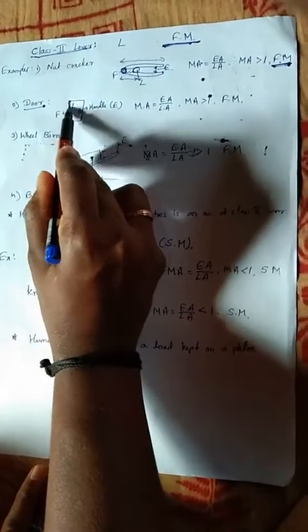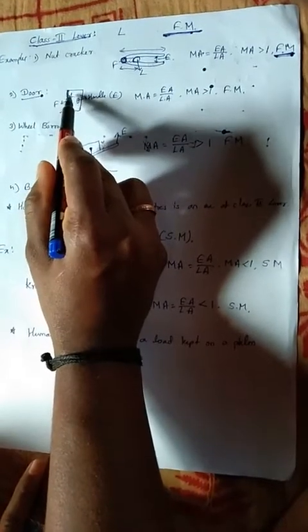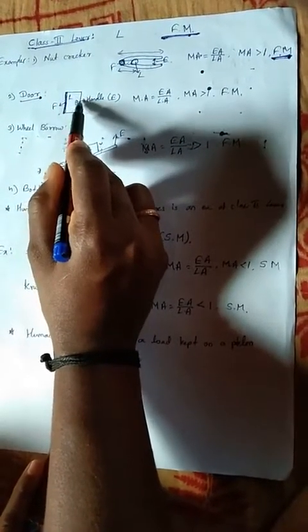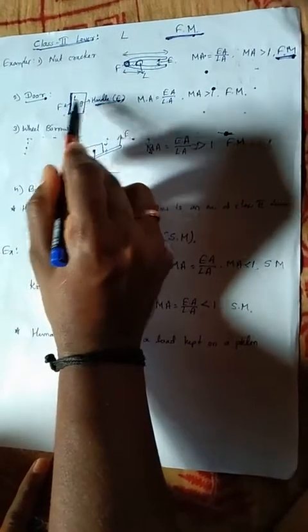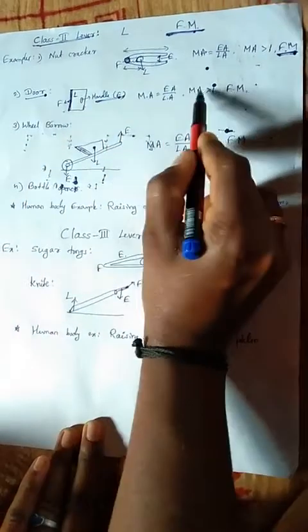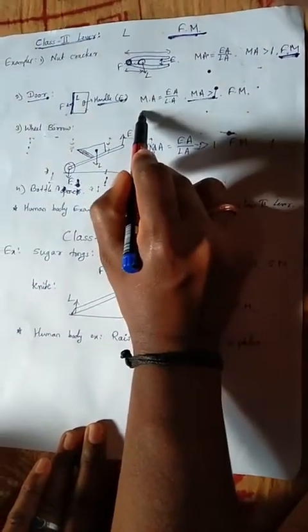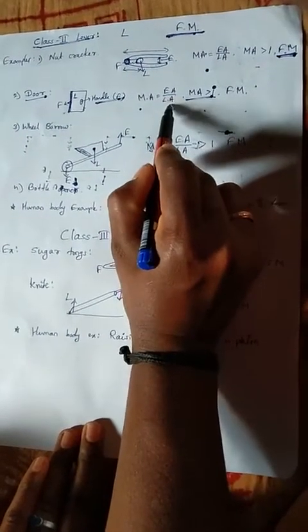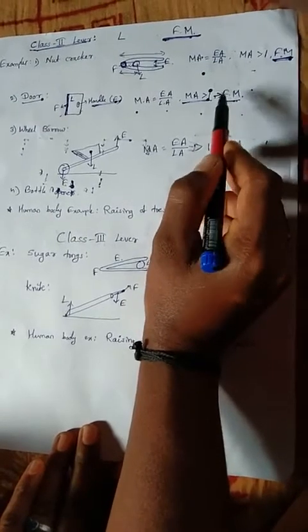Here this portion is the fulcrum, the fixed point, and here is the load, and the handle that is there acts as the effort. Here also the effort arm is larger than the load arm. Here also you will get a mechanical advantage greater than 1, and we know the formula: mechanical advantage is equal to effort arm by load arm. So this also acts as a force multiplier.